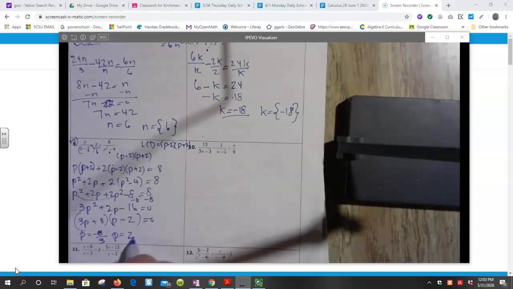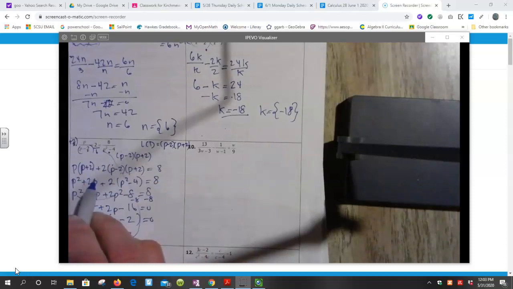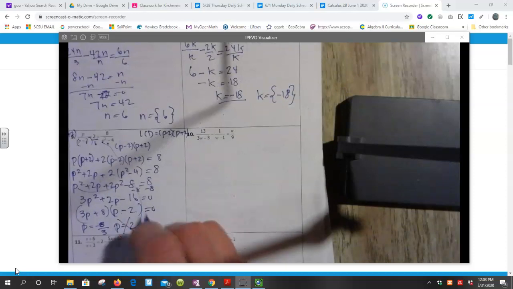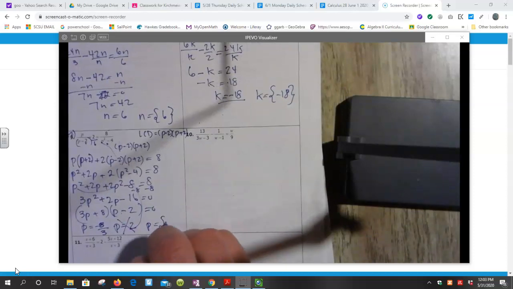But then we go back and see that 2 is going to be a problem because it's going to make the denominator equal to 0. So that's going to be an extraneous solution. So we're going to have p is just equal to negative 8 thirds.